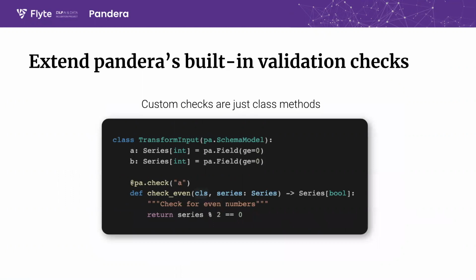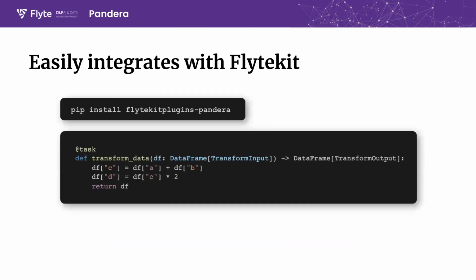You can also extend Pandera's built-in validation checks. So this is checking if the field is greater or equal to 0. And custom checks are super easy. It's just a method in the class. It's also super easy to integrate with Flyte. You just have to install this plugin, and any add task decorated function will at runtime check the inputs and outputs of data frame schemas defined with Pandera.